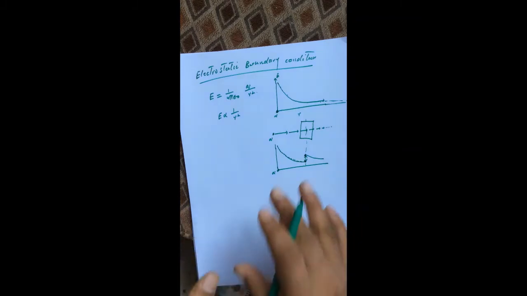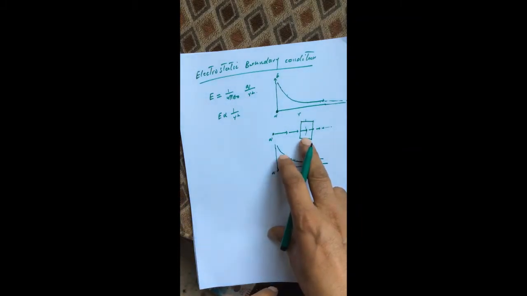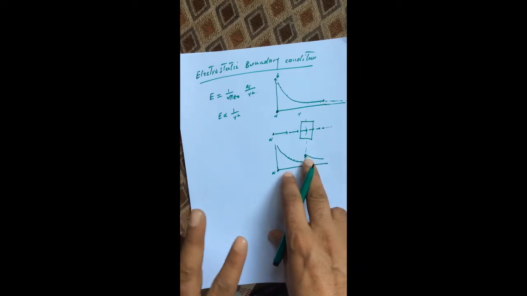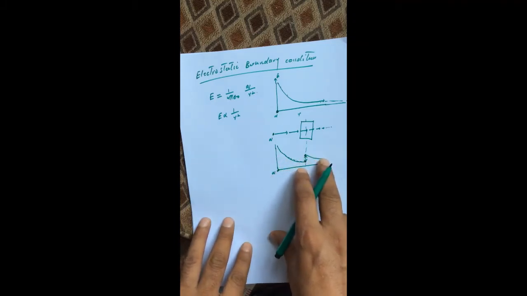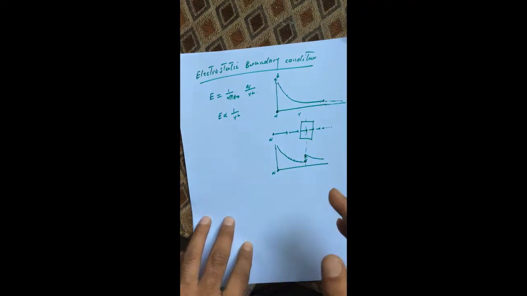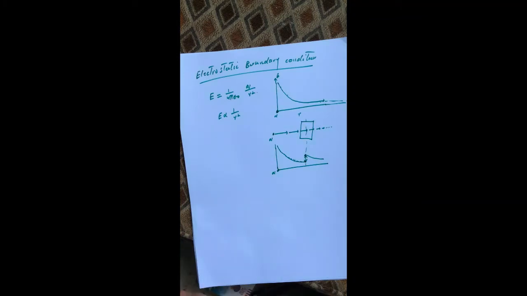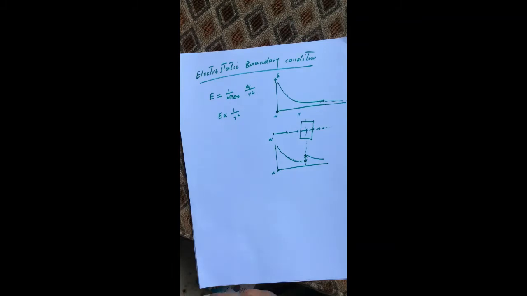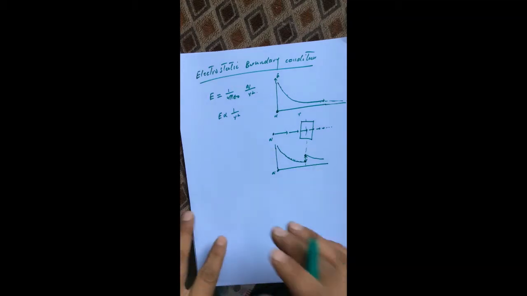Now here we will prove that once we introduce a surface charge in the direction of electric field, this electric field will become discontinuous. We will prove it mathematically, and we will also prove that the electric field is discontinuous across a charged surface, but the electric potential is continuous across a charged surface. So these are the two main purposes of this topic.